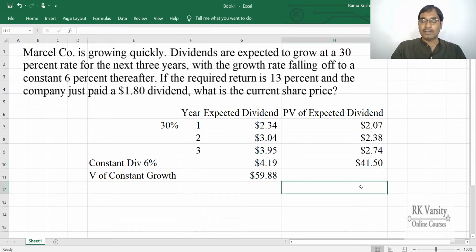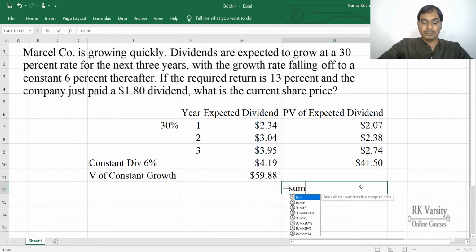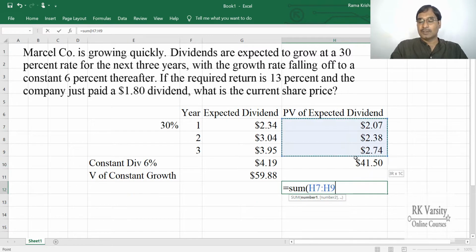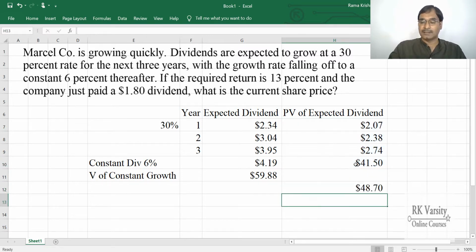So your value equals the sum of present value of all the future dividends. So $48.70 is the value of stock. So this is similar to the value we got using the formula approach also. But when comparing with the formula approach, calculating the value of a stock using Excel is very easy.